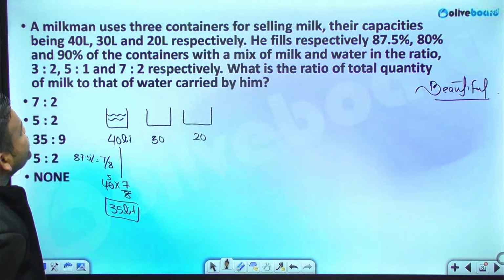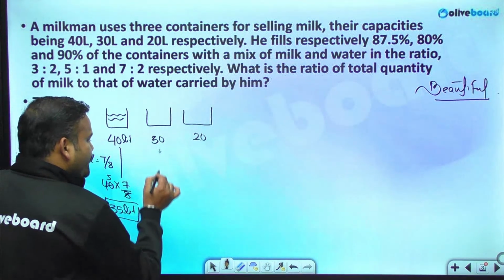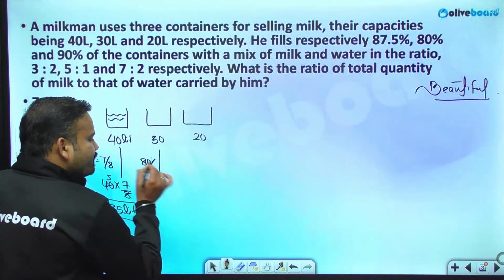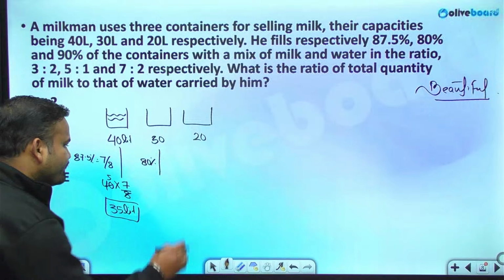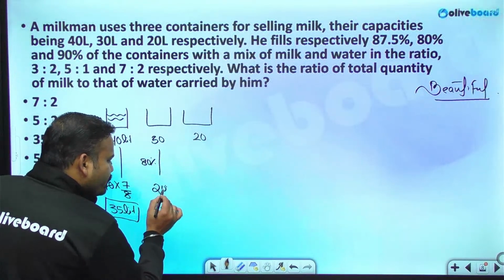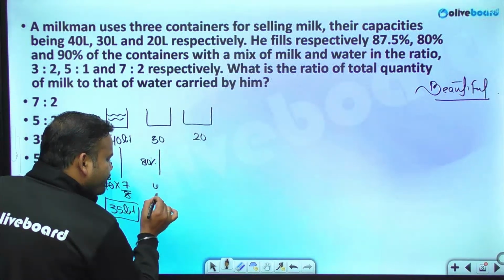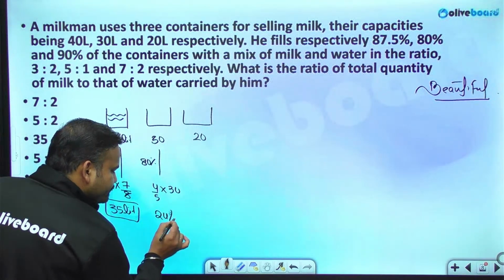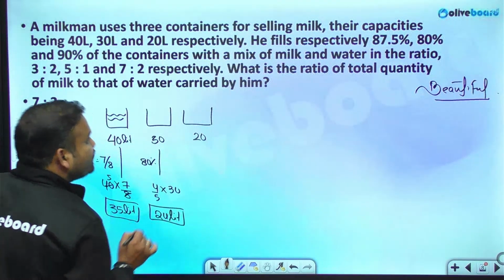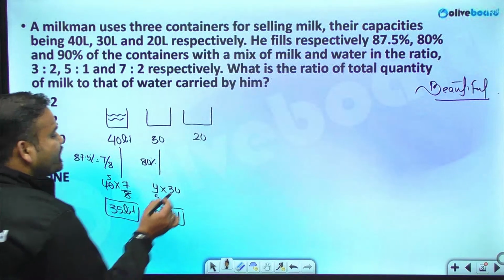Now second is what? 80%. 80% is 4 by 5, isn't it? What is 20%? 20% of 30 is 6. So 80% will be 24. Or 4 by 5 of 30. So this is 24 liter. And what about the third container? Third container 90%.